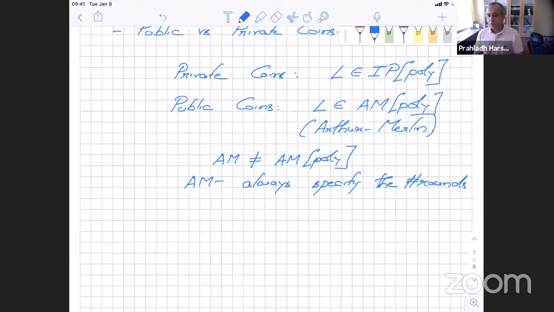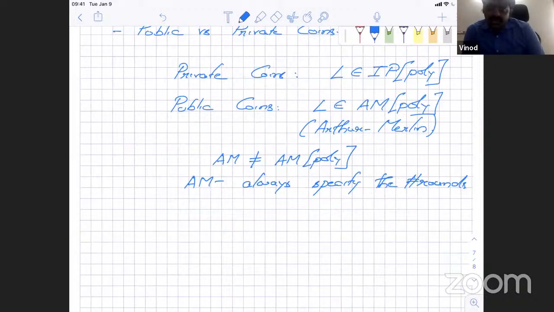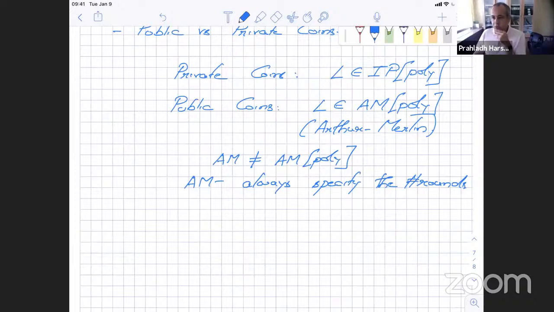Any questions? And these notations are just to distinguish between private and public coin protocols, right? Yes, these notations are just because each private coin protocol has a public coins equivalent also. So everything is actually in AM poly, but this notation will be useful for us.